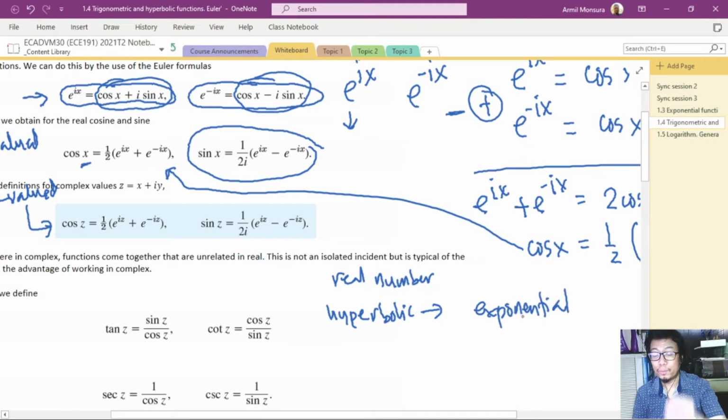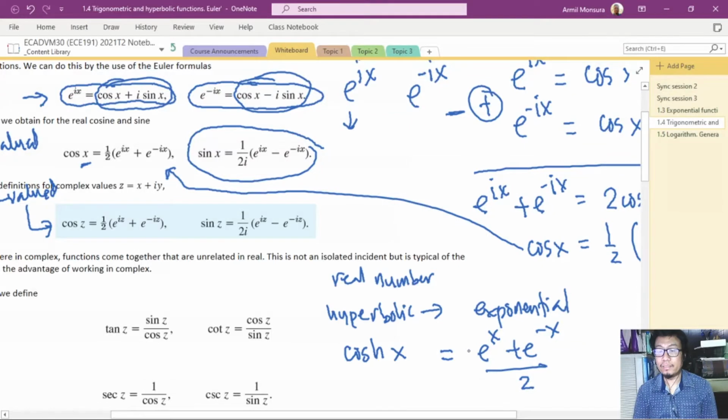Okay, they are related to exponential functions. For example, the definition of hyperbolic cosine of x is equal to e raised to x plus e raised to negative x over 2. So these two are related. But these two, the hyperbolic and the exponential functions, are nowhere to be related to the trigonometric functions. They simply don't have the relationship. These two functions don't have that relationship to trigonometric functions.